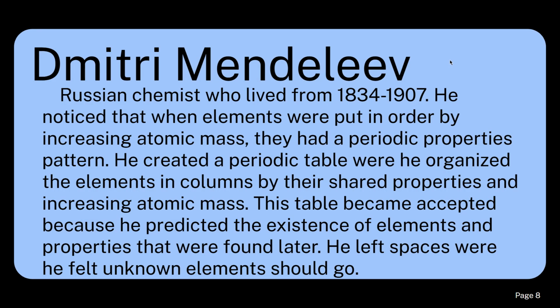The next person is Dmitri Mendeleev. He is a Russian chemist who lived from 1834 to 1907. He noticed that when elements were put in order by increasing atomic mass, they had a periodic pattern of properties. He created a periodic table where he organized the elements in columns by their shared properties and increasing atomic mass. This table became accepted because he predicted the existence of elements and properties that were found later. He left spaces where he felt unknown elements should go.